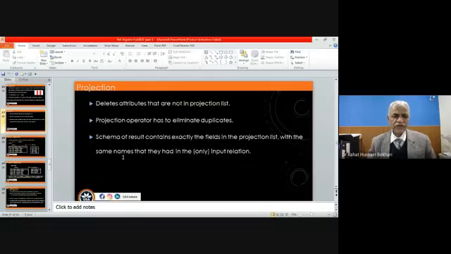So what does projection do? It deletes attributes that are not in the projection list. मकसद उसका ये है कि जो आप projection list में attribute देंगे, those will appear only, and the rest should not appear. So it also eliminates the duplicates like your selection operator. So the schema of the result contains exactly the fields in the projection list. जो आपकी आउटपुट है वो भी एक रिलेशन की सूरत में होगी, और उसका जो स्कीमा होगा, those are the only attributes that you have defined with the project operator.